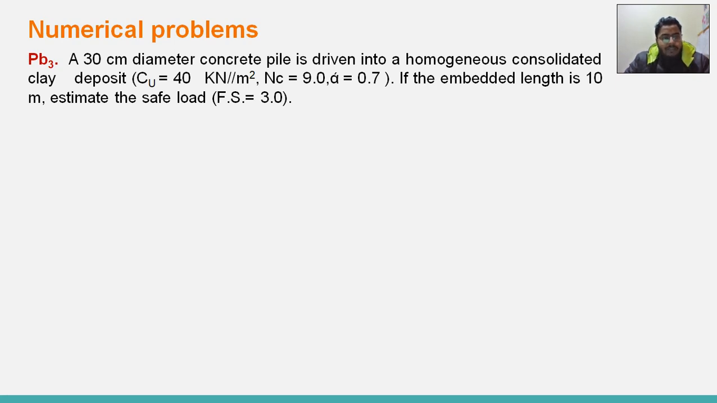A 30 centimeter diameter concrete pile is driven into a homogeneous consolidated clay deposit. Cu is given as 40 kilonewton per meter square, Nc is 9, and alpha is 0.7. If the embedded length is 10 meter, estimate the safe load, with a factor of safety of 3.0. This is a very easy question, I would say. Just put in the values and get the result. First, write down the formulas we have.